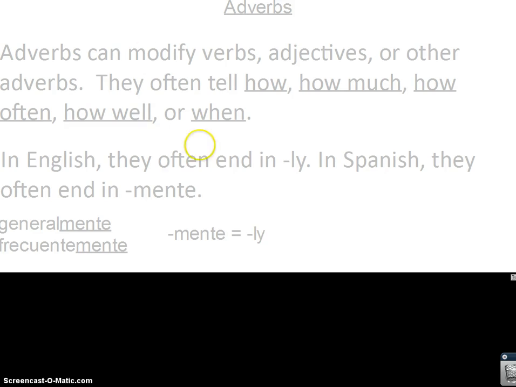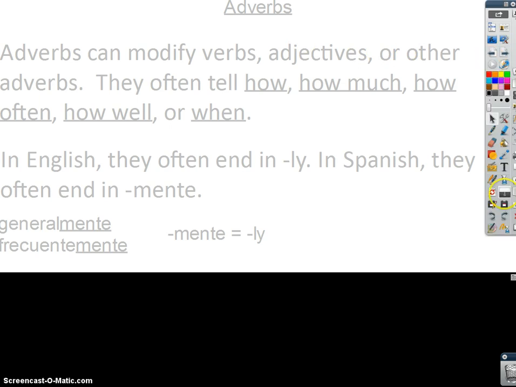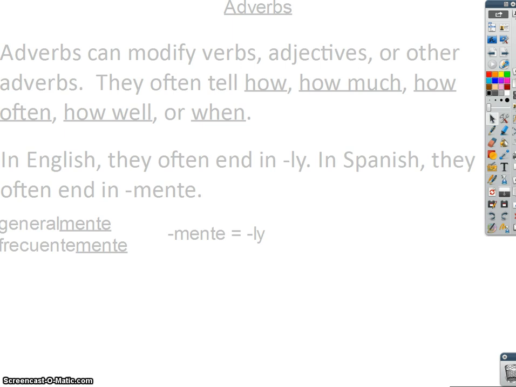If I said, Carlos runs quickly, how does Carlos run? Quickly. So quickly is an adverb. Carlos runs a lot. How much does Carlos run? A lot. So those are adverbs. If you don't understand, again, save your questions for class and I'll talk to you about it then. So that's just a quick side note. You didn't have to write any of this down. Let's go back to what we were talking about with indefinites.